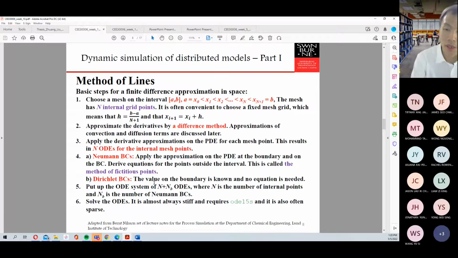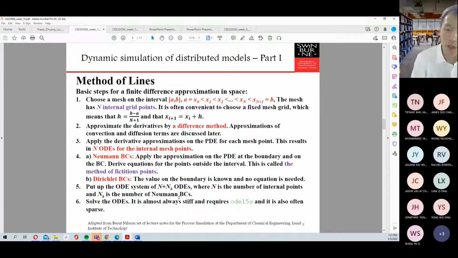If it is a Dirichlet BC, then it's very easy because you can just put in the value of the dependent variables at the left or the right limit. At the end you will have an ordinary differential equation system of n plus nb ODEs. If you're dealing with the Neumann BCs, if not, then you will only have n ordinary differential equations. After that, you proceed with solving the ODE.